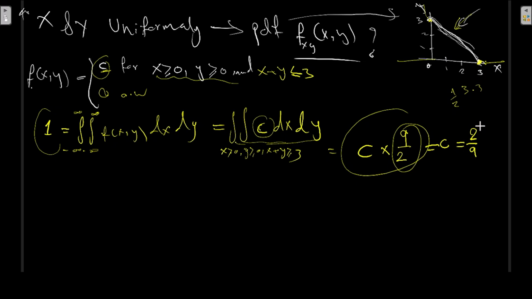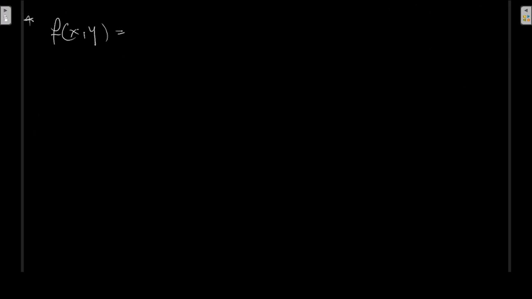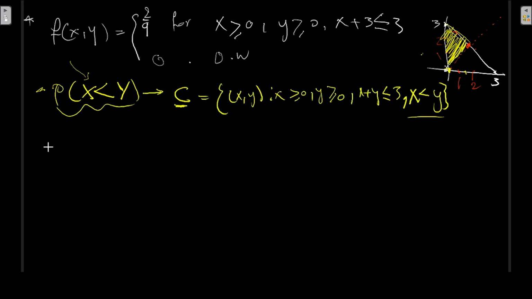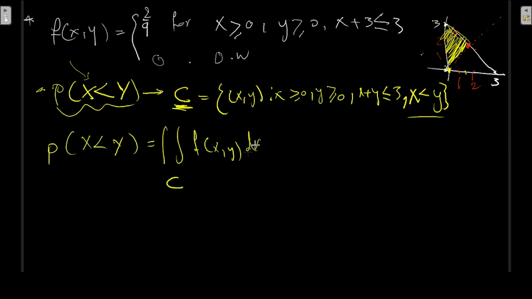Let's now take a practical example to cover all that we have been talking about so far. The f of xy that we established from this example is 2/9 for the region. What we want to find here is the probability of x being less than y. Well, from this line, when x is less than y, this area here is covered. Let's define the region first. So the probability of x less than y is just going to be the double integral, taking this region C here, of f of xy dx dy.